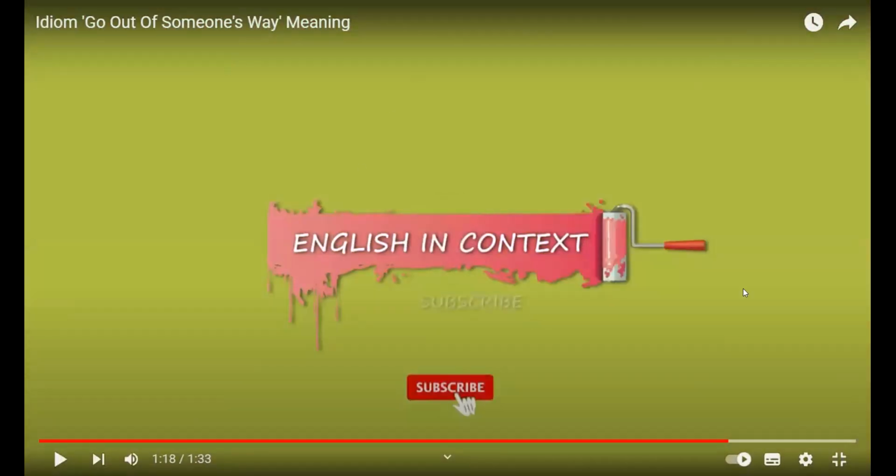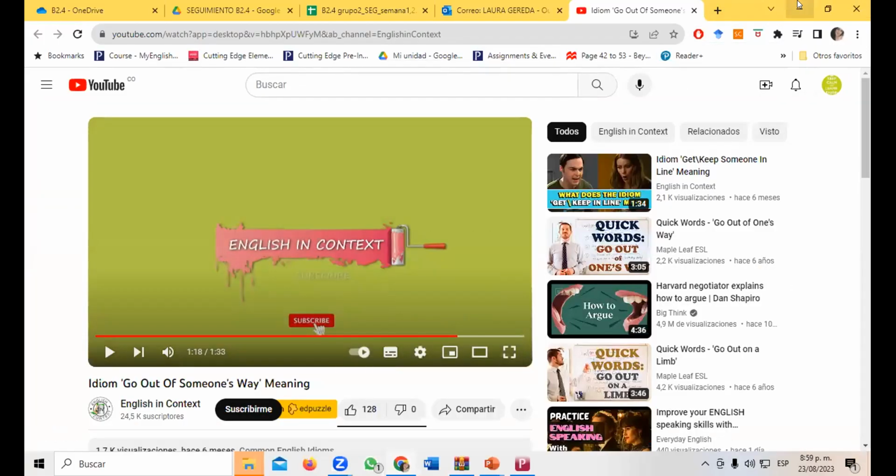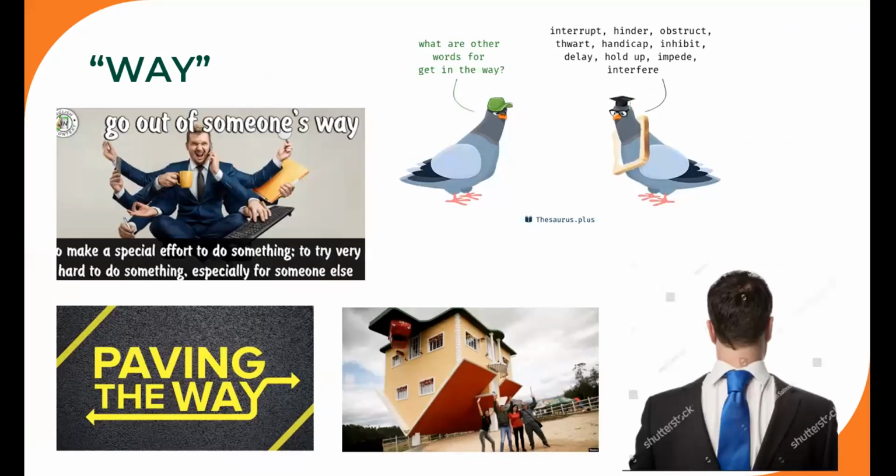All right. So those are the uses of go out of your way, go out of someone's way. To make an effort to do something for someone else. All right. Now we have to get in the way. It means to interrupt, no? You are getting in the way of the cars. So you are interrupting or obstructing this. You are getting in the way.